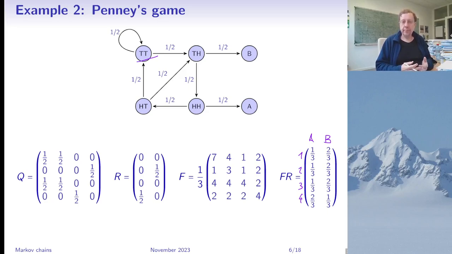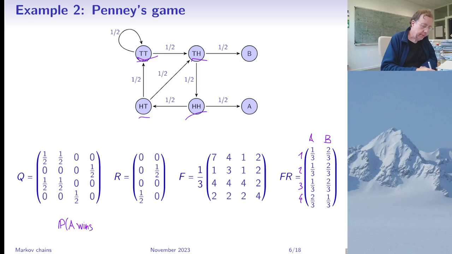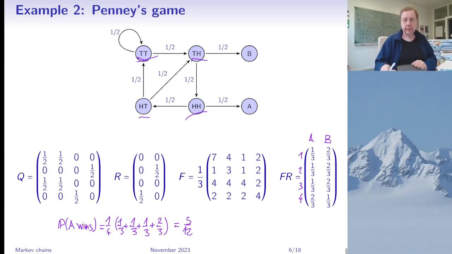So at the beginning of the game, the first 2 throws will give one of these 4 possibilities, states 1, 2, 3, 4, each with probability 1/4. So actually the probability that A wins will be given by 1/4 times A wins starting from state 1, which is 1/3, and the same starting from state 2 and 3, and then starting from state 4 we get 2/3. And this actually gives me 5 over 12. So the probability that A wins is given by 5 over 12.